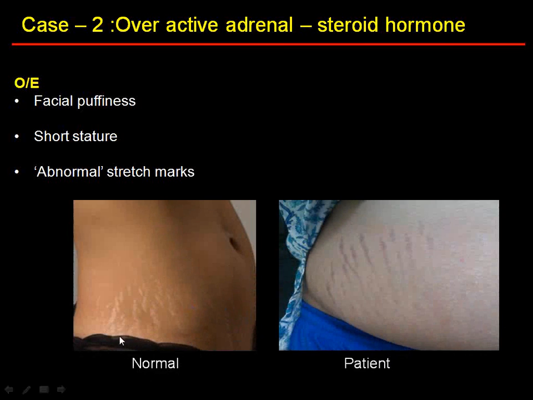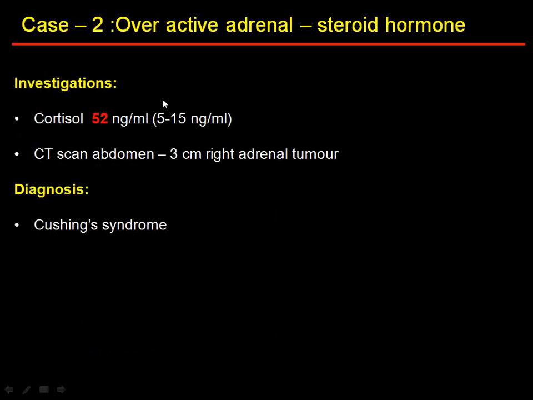Again, the left-hand panel shows the normal white stretch marks which we see due to exercise or increase in weight, etc. And this is my patient, the 12-year-old girl who had these abnormal purplish stretch marks. This is not normal. This is not just the weight increase which is causing this. This is the hormone-related problem which causes skin thinning. Essentially, what this girl had was excess of this hormone called cortisol. It's almost 3 times the upper limit of the normal. And the CT scan showed a 3-centimeter right adrenal tumor. And this condition is called Cushing syndrome, named after the professor who diagnosed this condition, Cushing.